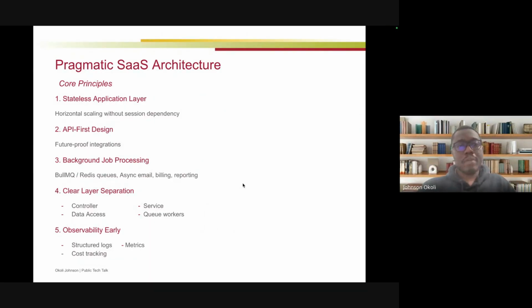Then a typical pragmatic SaaS architecture would be something like this, where you have a stateless application layer. What that means is you'd want to do more horizontal scaling without having too many dependencies to take care of. Then future-proof integrations: you want to ensure that your integrations are solid. That means writing test cases and also ensuring that they don't break over time.